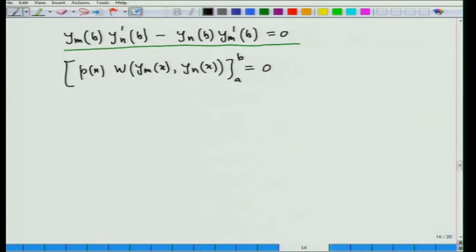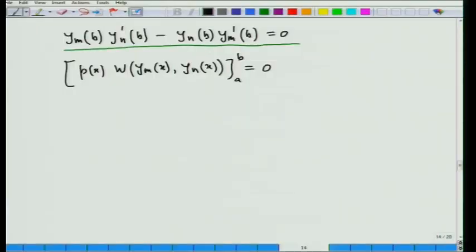So, from this result we can conclude that for a Sturm-Liouville boundary value problem, if y m(x) and y n(x) are two eigenfunctions corresponding to two distinct eigenvalues lambda m and lambda n, then they are orthogonal to each other, because in the last result we have established that if y, z are two solutions such that p(x) W of y(x), z(x) from a to b is equal to 0, then the integral from a to b of r(x) y(x) z(x) is equal to 0.